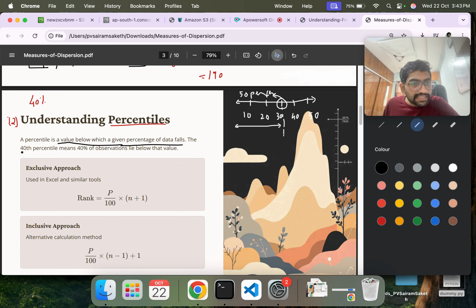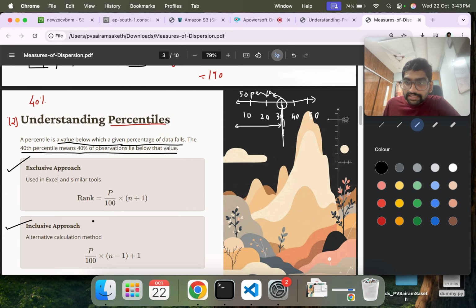The 40 percentile means what? 40 percent of observations lie below that value. So that's what I told here: 50 percentile means the records below this particular 50 percentile value come under this 50 percentile category. Now to calculate the percentile we have two approaches. One is the exclusive approach, one is the inclusive approach.